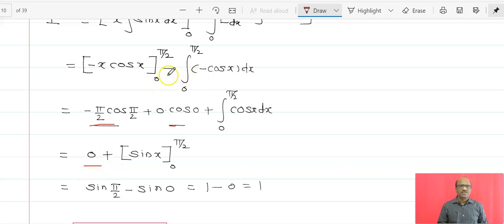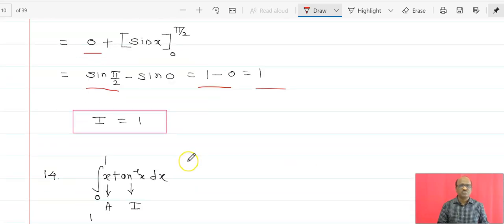Now again here minus and minus will become plus. That is, here is the integral 0 to pi by 2. What about the integral of cos x? Integral of cos x is sin x. Lower limit is 0, upper limit is pi by 2. And again the upper limit minus lower limit, sin of pi by 2 minus sin 0. What about sin pi by 2? Sin 90 is 1, sin 0 is 0. Therefore 1 minus 0 is 1, and hence its value is 1. I is equal to 1.